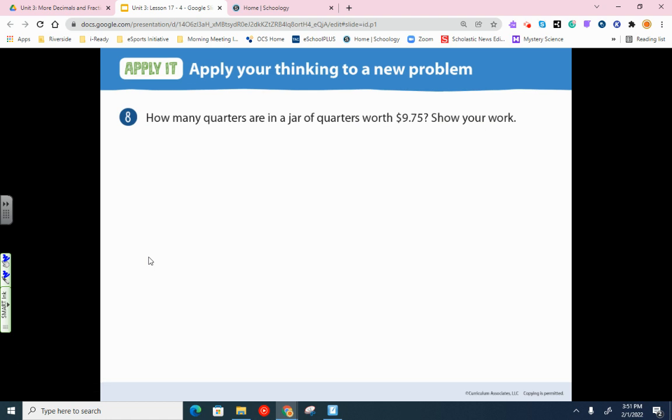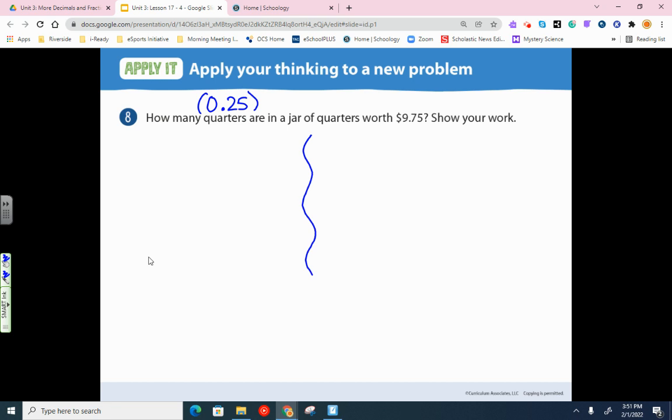All right, let's look at our 3 examples. Ask how many quarters are in a jar of quarters worth $9.75. First things first, we know a quarter is worth 0.25. When you look at the price of things, the cents part of your money is decimals. Everything to the right is your cents, everything to the left of the decimal is your dollars.